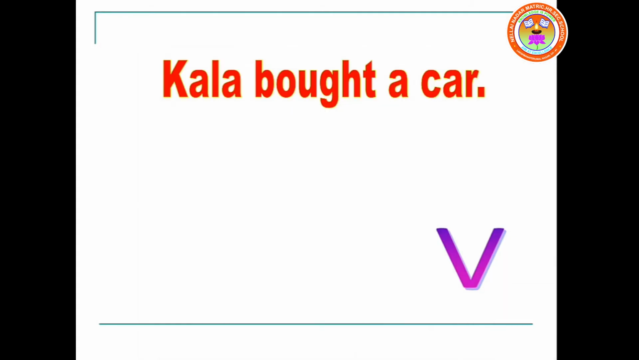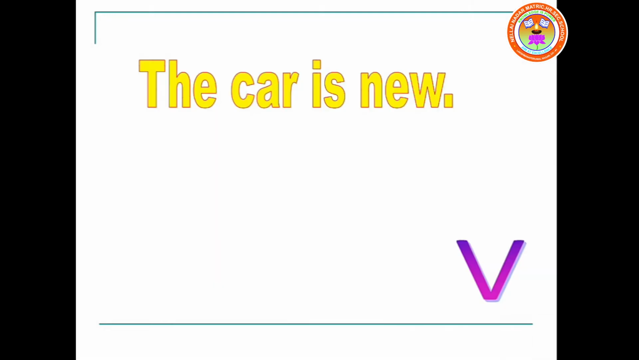Next, Kala bought a car. Bought is the action word. So, bought is the verb. Next example, the car is new. In this sentence, the word is expresses the state of being. So, is is the verb.